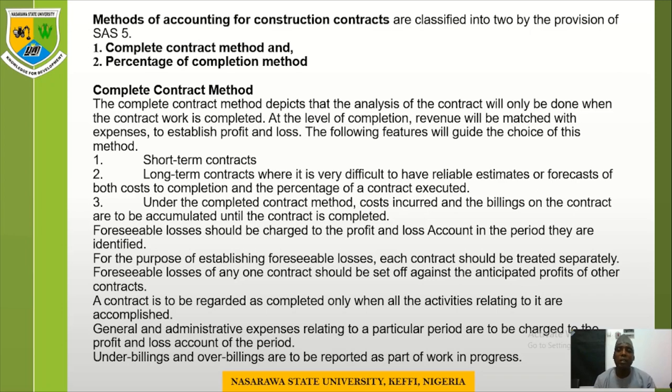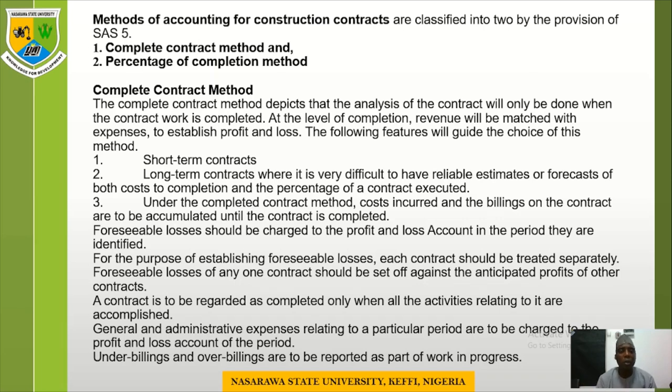The top condition in the choice of the method is that under the complete contract method, the cost incurred and the billings on the contract are to be accumulated under the contract until the contract is completed. Meaning, all expenses that you are going to incur in the course of carrying out the work will be computed, or summed altogether, after you have completed the contract.